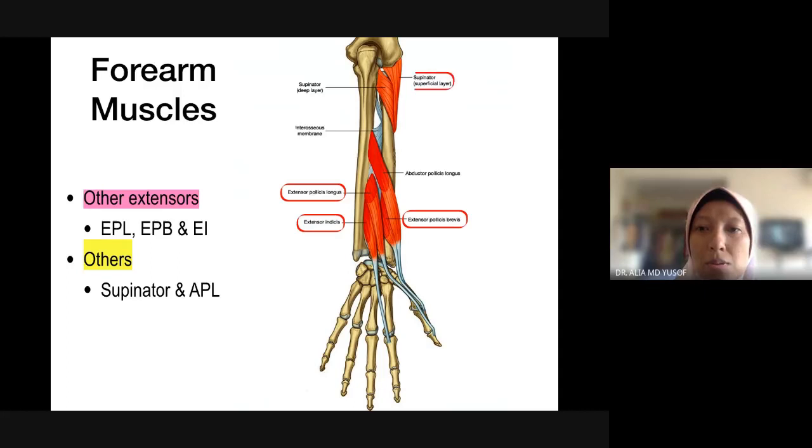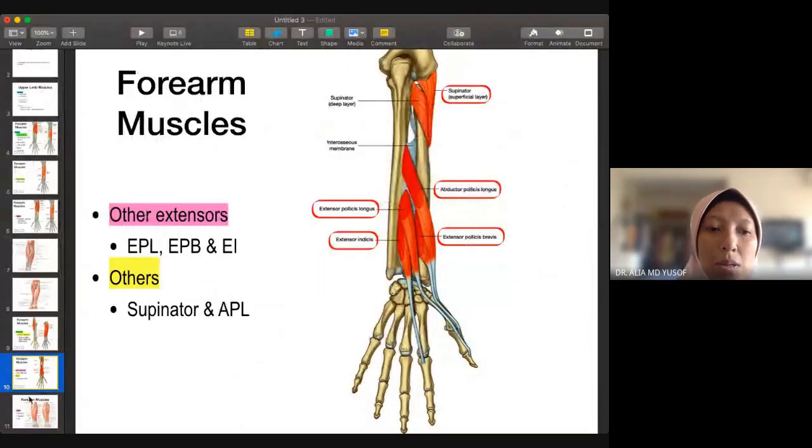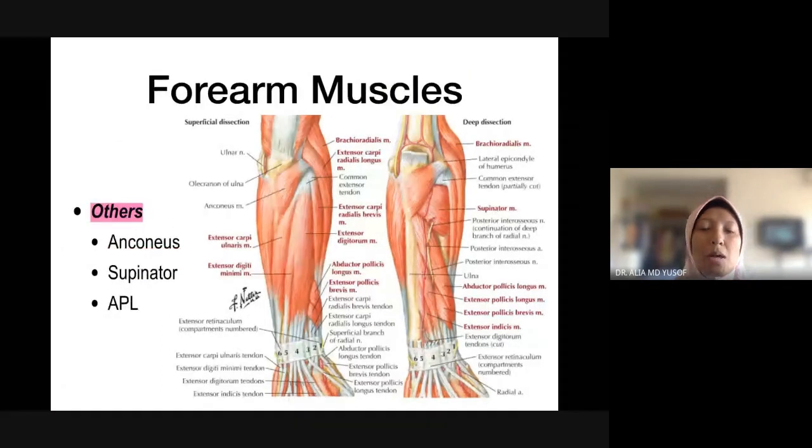Extensor indicis, supinator. Now, what are other groups? Actually, saya dah sebut supinator, saya dah sebut abductor pollicis longus. Saya cuma tinggal nak sebut satu lagi muscle, iaitu anconeus muscle. This is the posterior compartment forearm muscle. Ada satu lagi superficial layer yang dia sebut sebagai anconeus muscle.